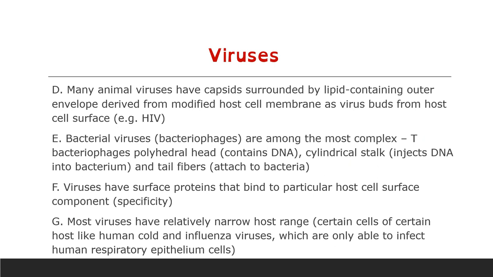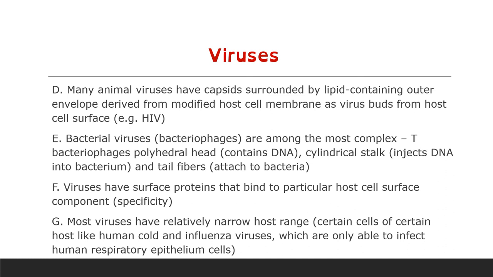So next, many animal viruses have capsids surrounded by a lipid-containing outer envelope derived from modified host cell membranes as the virus buds from the host cell surface, for example, HIV. And then bacterial viruses like your bacteriophages are among the most complex. Examples could be T bacteriophages, which have polyhedral heads that contain the DNA, a cylindrical stalk that injects DNA into the bacterium, and a tail fiber that attaches to the bacteria. So basically, that's how a bacteriophage looks like.